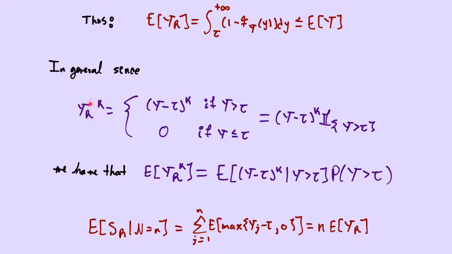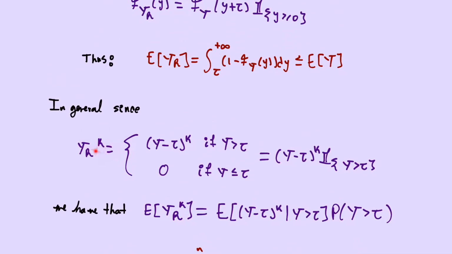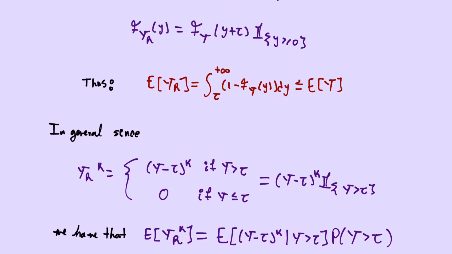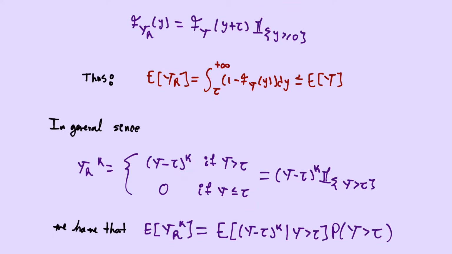If you have the random variable Y^R elevated to a number k, this would also just have two cases. It would be the random variable Y^R, that is Y minus tau, elevated to k when Y is greater than tau. This is one of the cases. And the other case is when the random variable Y^R is equal to 0, but 0 elevated to k is equal to 0.